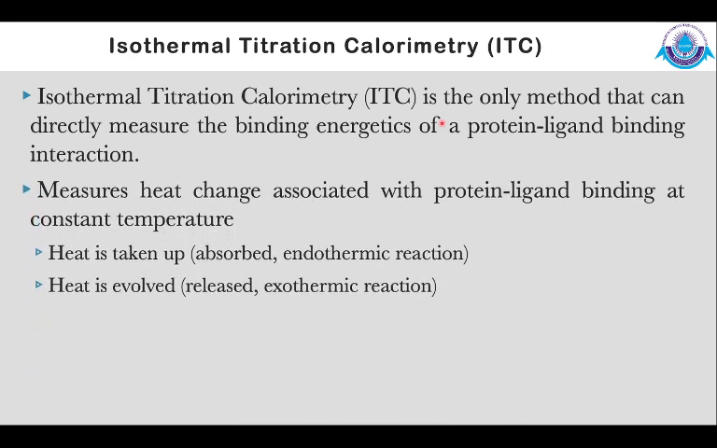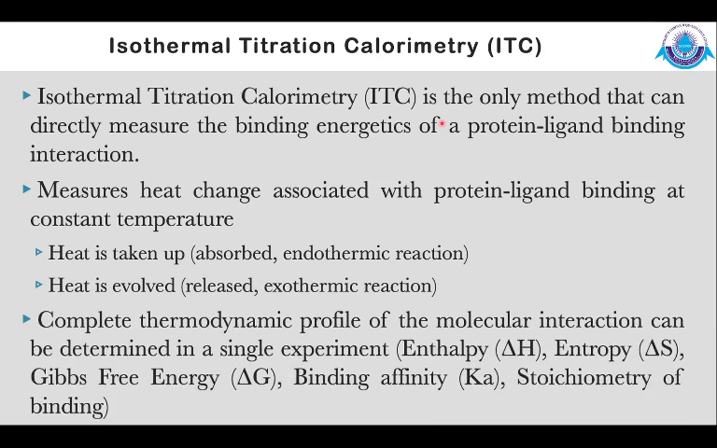It measures the heat change associated with the protein's interaction with its ligand at a constant temperature. As the name isothermal says, the experiment is performed at a constant temperature, and hence whatever change happens has to be measured at a constant temperature. During the interaction of a protein with its ligand or an inhibitor, depending upon the type of reaction, it might either take up heat or release heat, depending upon whether it is an endothermic or an exothermic reaction. Both will be measured accurately by this method.